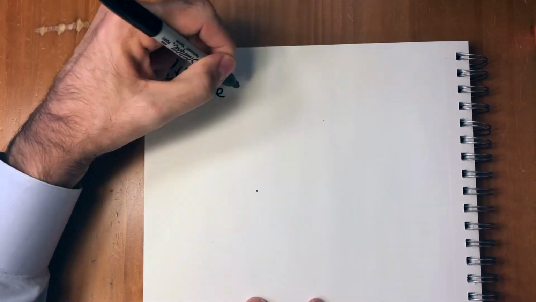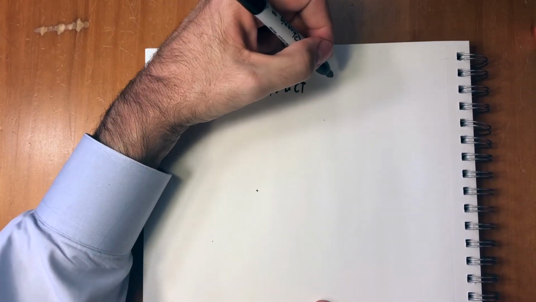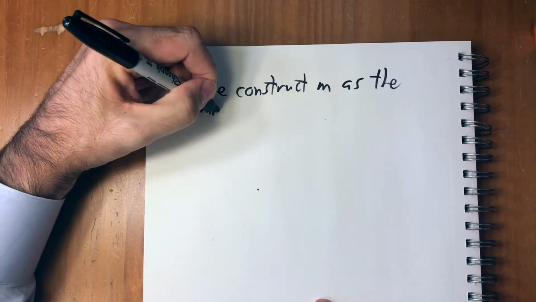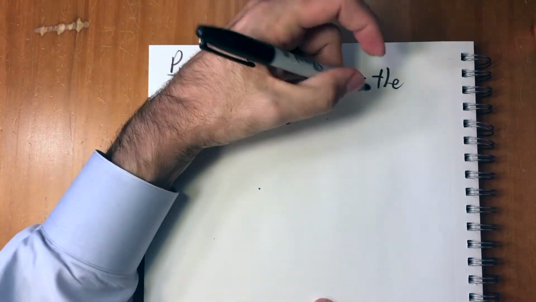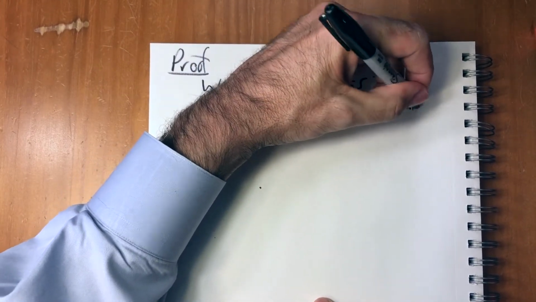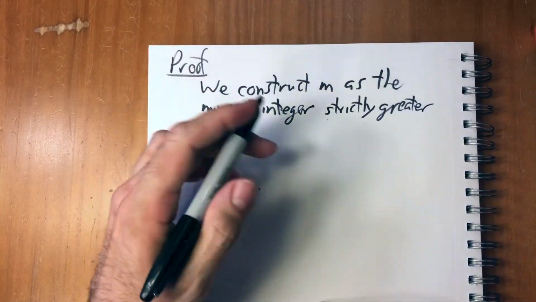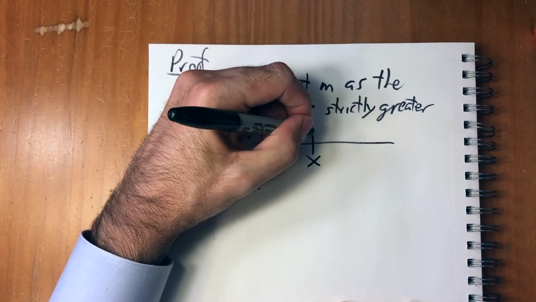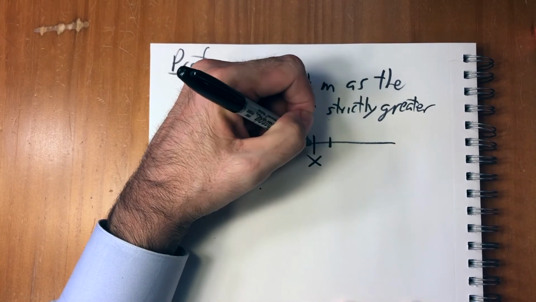we're going to construct m as the minimal integer strictly greater than x. So we're going to find an m. So we have x here and whatever it is. We're going to find the integer that's the closest to x, that's just past x.